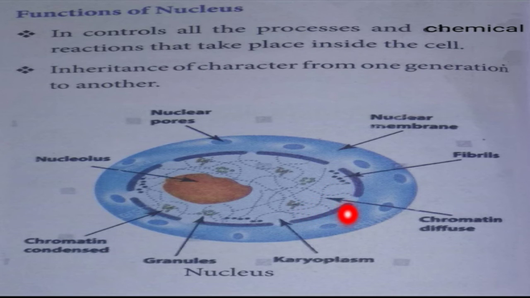Inside the nucleus, chromatin is diffused. Then karyoplasm is also seen. Karyoplasm means nucleus sap. Inside it granules are also observed, and condensed chromatin is also seen. Then nucleolus. So what is the function? The nucleus controls all the processes and chemical reactions that take place inside the cell. It also handles inheritance of characters from one generation to another generation.